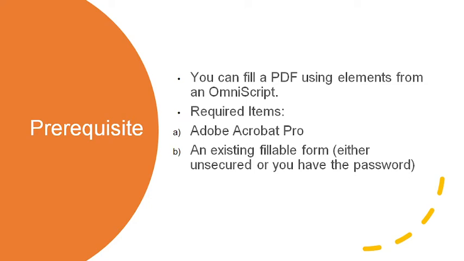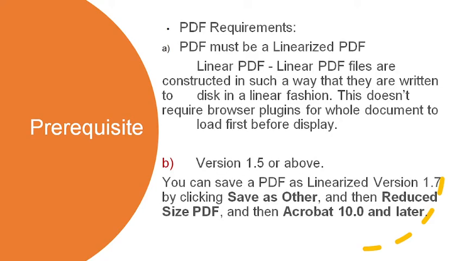The Adobe Acrobat license is used to edit the PDF according to our requirement. The PDF-specific requirements are that the PDF should be linearized and the PDF version should be above 1.5. A linearized PDF means the user is able to enter data into the PDF. The version should be above 1.5 so that Velocity can handle the PDF, that is, it can fill the PDF and give the output as a PDF.